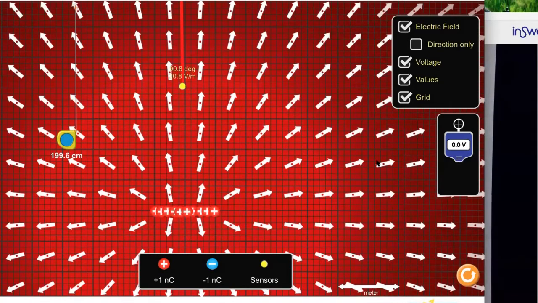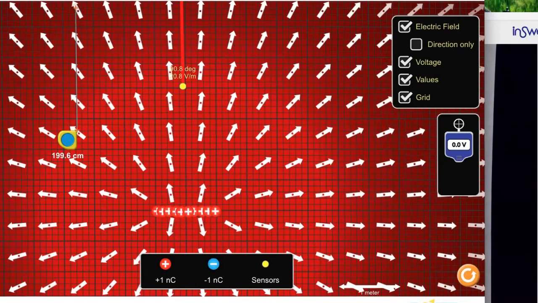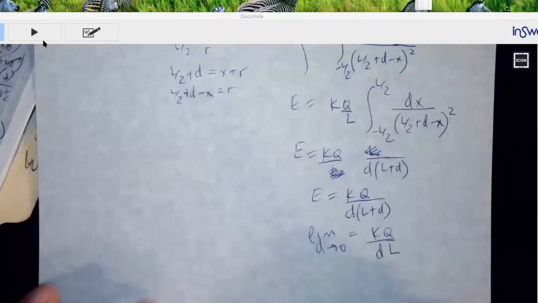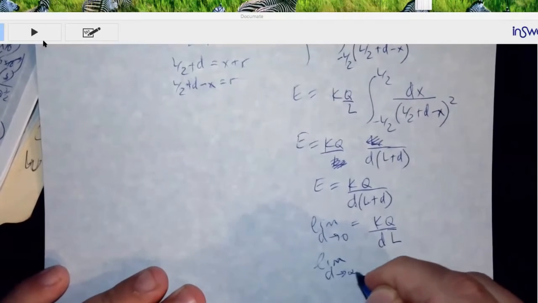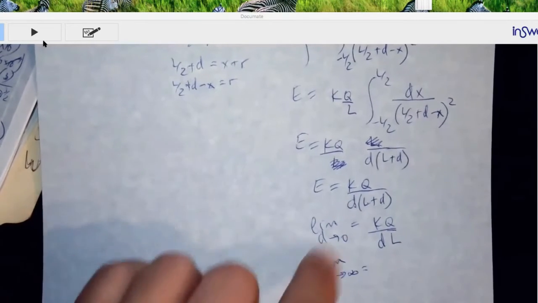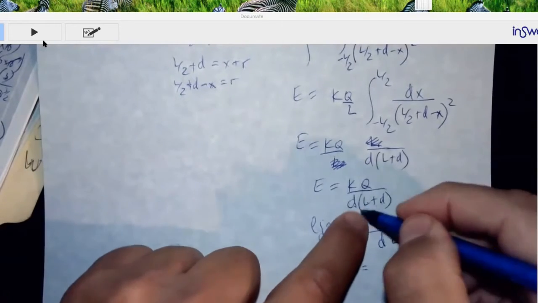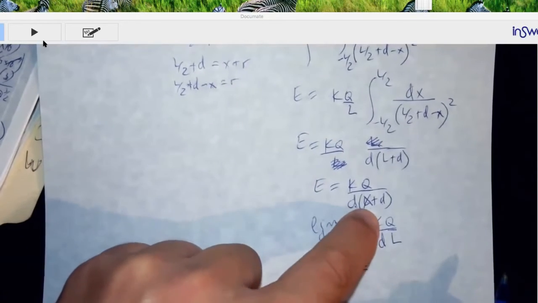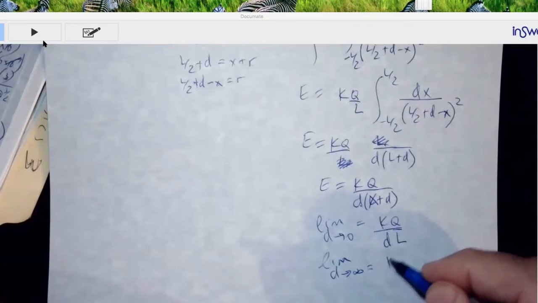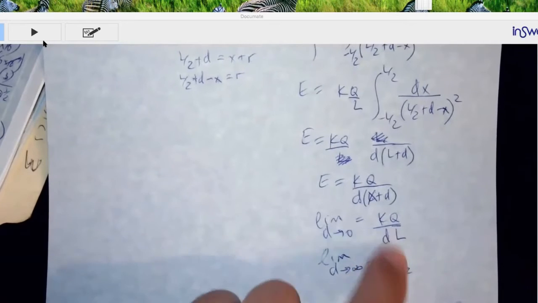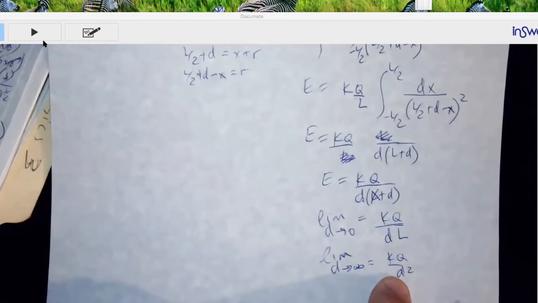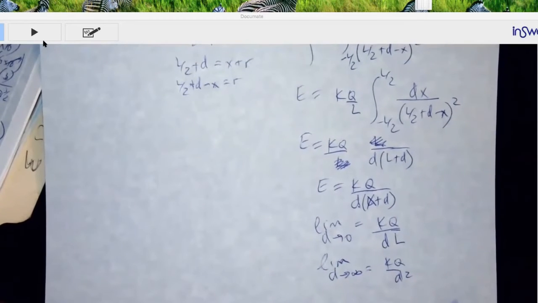Oh, okay, now let's find the electric field behavior when you're far. So when you are far, then you ignore the L. Okay, then you have our famous kQ over d squared. So you see the linear behavior quickly turns into a square behavior, similarly to the middle of the rod.